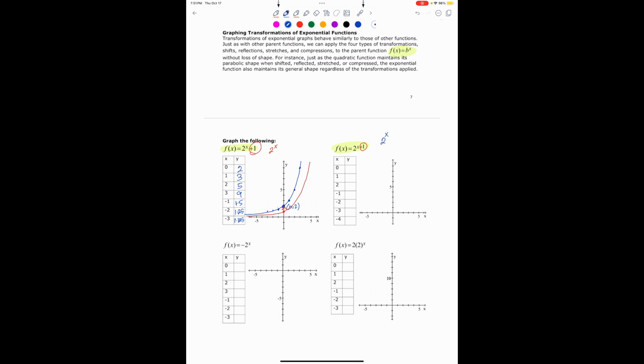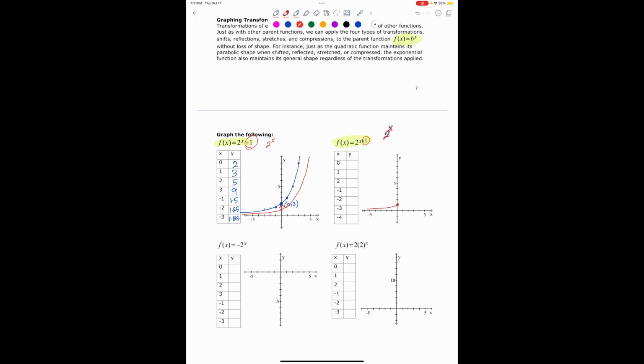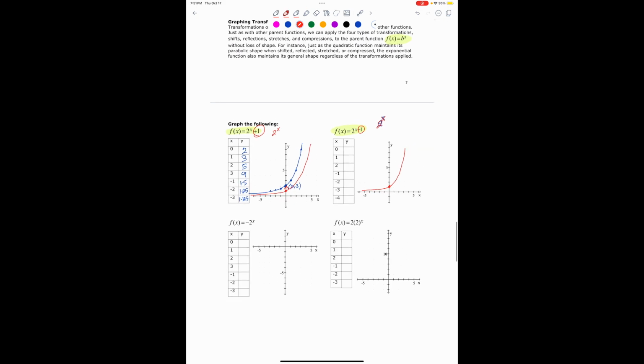So let me graph 2 to the x power first. So 2 to the x power typically crosses through 0 and 1. It's not precise, but it's very close. So that would be the parent function. And now I'm going to graph the transformation, so I will use the table of values.